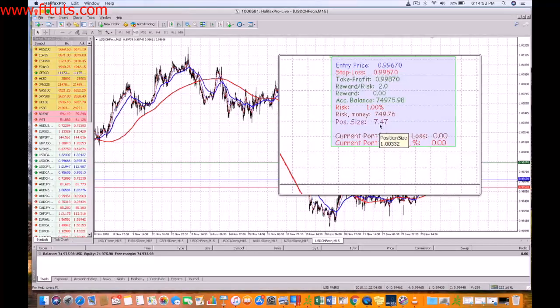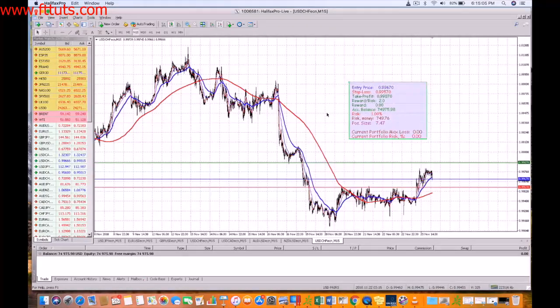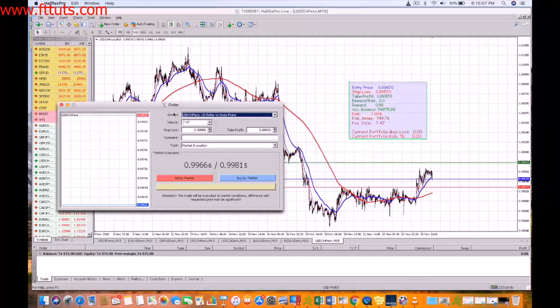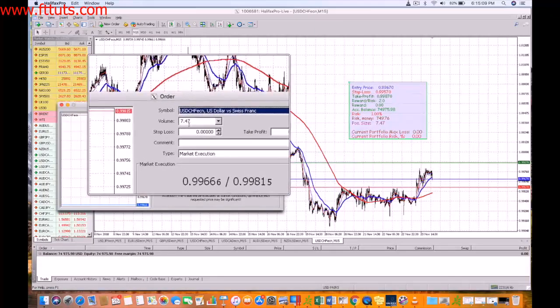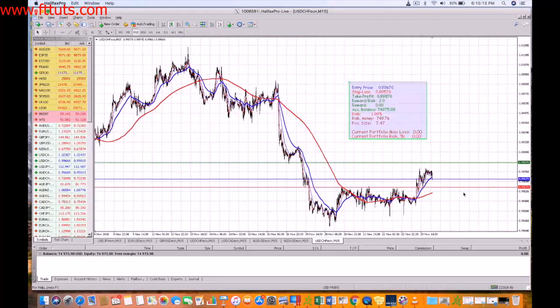Based on a 1% risk per trade, I'm risking 1% of my account balance, so my actual risk is $749. That means I can buy 7.47 lots. So I'm going to click new order, and there, 7.47 lots. That is the amount I buy. Now, if you want, you can also adjust your stop loss and your entry price.